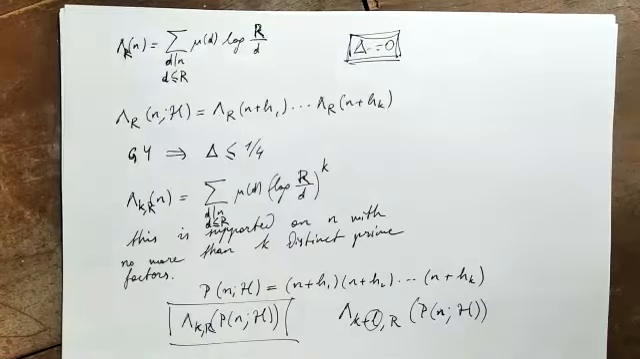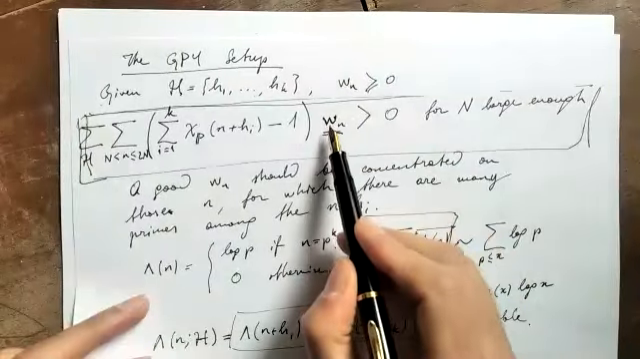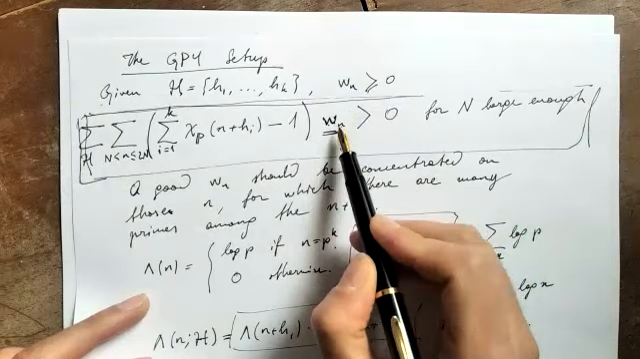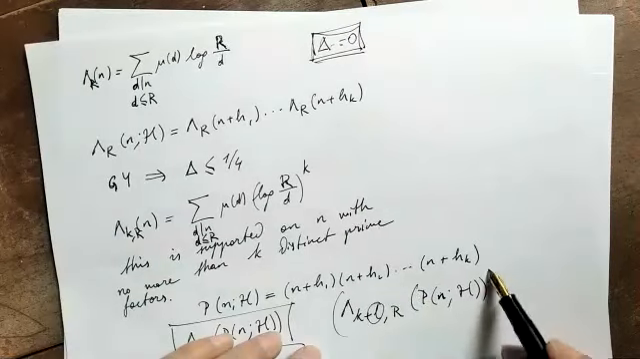Now, I should also talk about the role played by the Bombieri-Vinogradov theorem. It's a very essential ingredient in these. So, of course, to ensure that your weight is non-negative, in the end, you have to square these things.